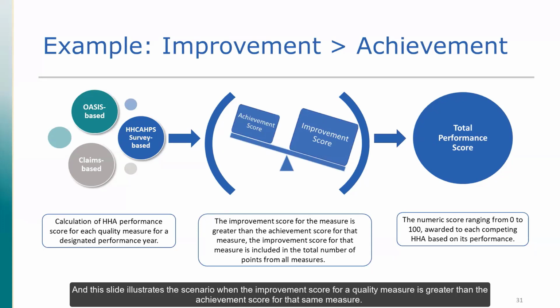And this slide illustrates the scenario when the improvement score for a quality measure is greater than the achievement score for that same measure. So in this case, the improvement score for the measure is greater than the achievement score for that same measure, and as a result, the improvement score for that measure is included in the total number of points from all measures. This is then used to determine the total performance score.